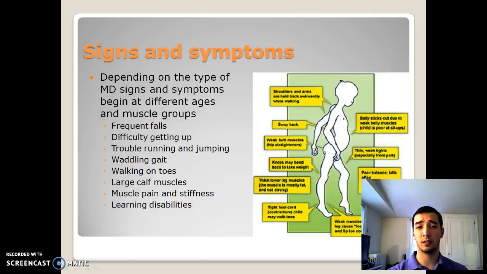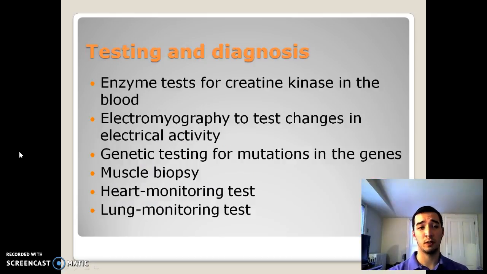Other common signs and symptoms are shoulders and arms being held back awkwardly while walking, a sway back, and the belly sticking out due to weak core muscles. The butt might stick out too. If they have weak thighs, they'll probably be walking more on their toes. And weak muscles also might cause foot drop.